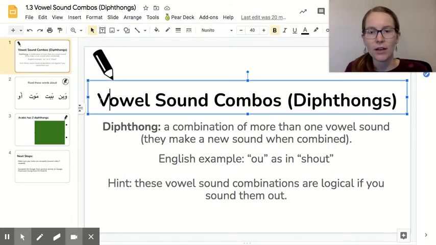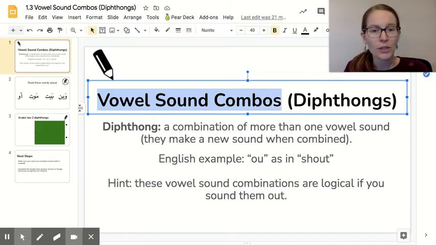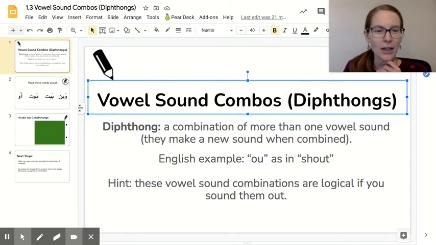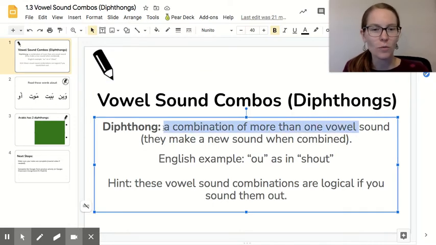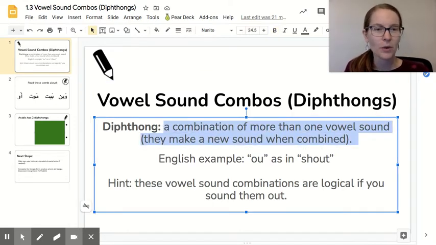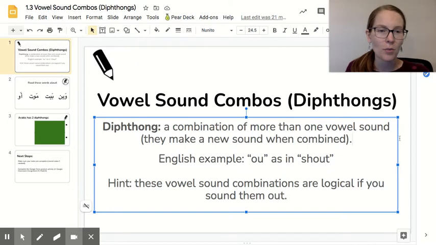So this should be the title of your notes today: vowel sound combos, as in vowel sound combinations. The fancy word in the world of languages and linguistics for this is called a diphthong. Students always have fun with that word. But what a diphthong means is a combination of more than one vowel sound. So that's why this assignment is called vowel sound combos. So write that down as your title, and then you want to also define in your notes.